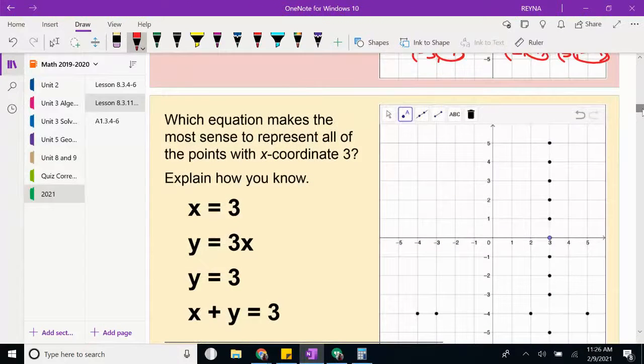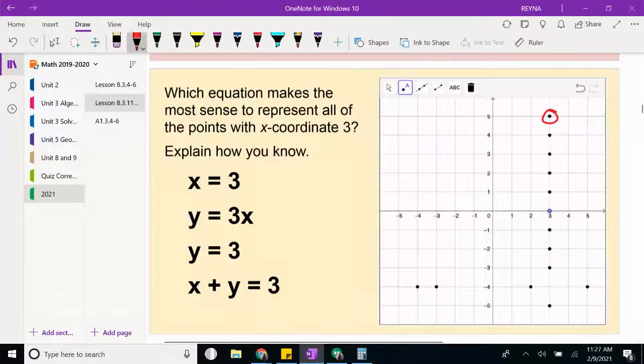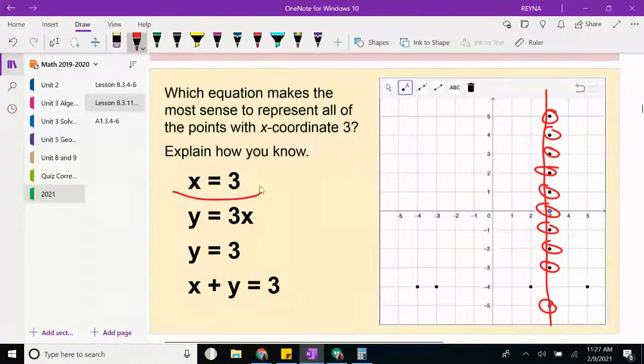Which equation makes the most sense if all of my x coordinates are 3? X equals 3, y equals 3x, y equals 3, or x plus y equals 3. All of my x values are 3. This whole line right here, this whole line of points, if I were to write that as an equation, it would be x equals 3. Because all of my x values are 3.